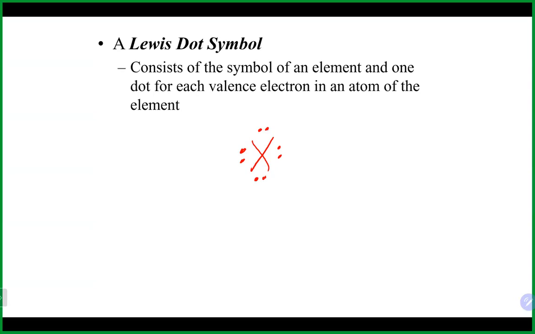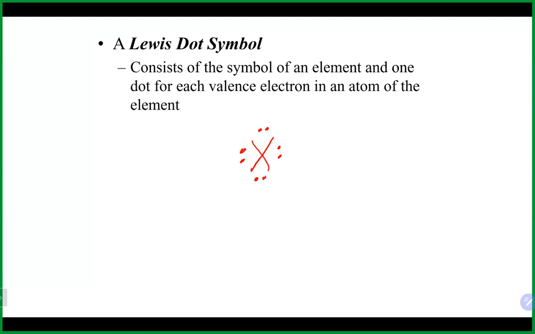A lot of people will do one dot around clockwise and then pair everybody up, but it really doesn't matter as long as you don't do more than 2 dots per side. That's 2 per side. There's 4 sides. That's 8 electrons. And on the periodic table, who has 8 electrons? Group number 8, which is noble gases.